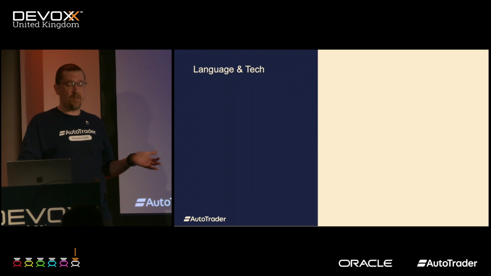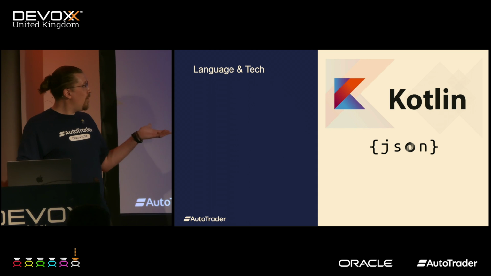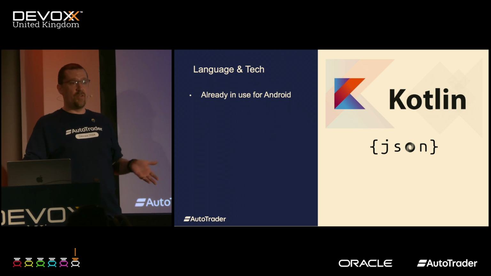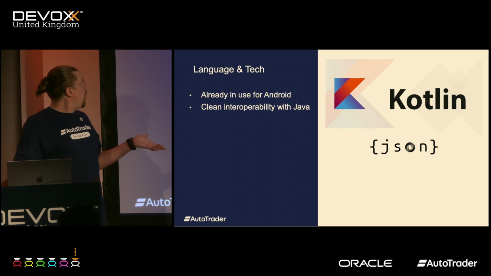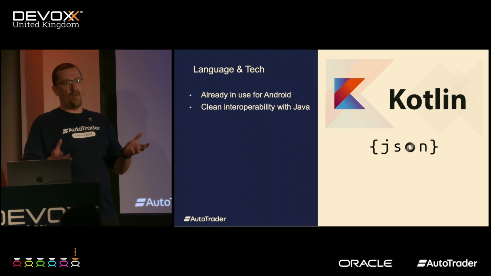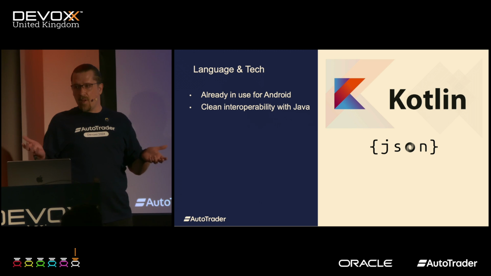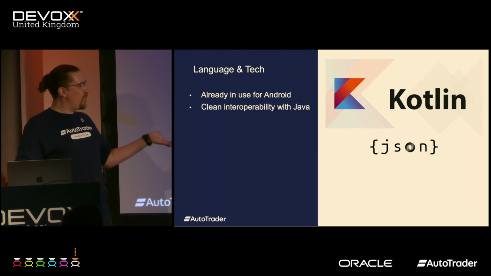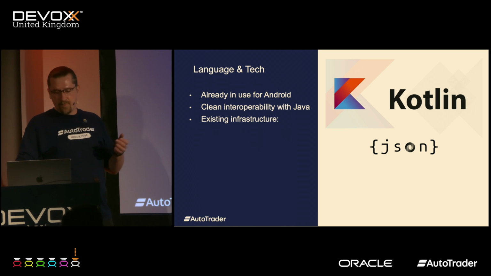Language and tech-wise, we decided to go for Kotlin with JSON for the data payloads. Number of reasons for this. It was already in use for Android. We've got interoperability with Java, so we can actually build it. We're a big Java shop at AutoTrader. We do a lot of Java services. We can use Kotlin with those Java services without much problem.